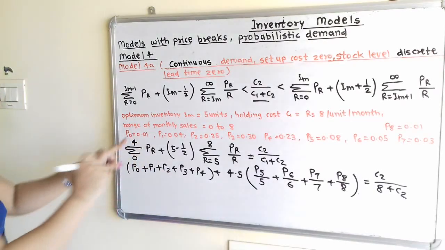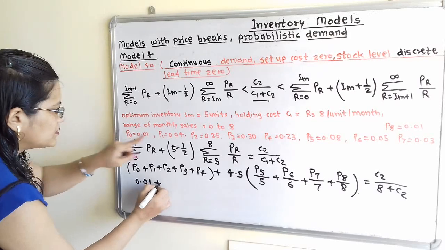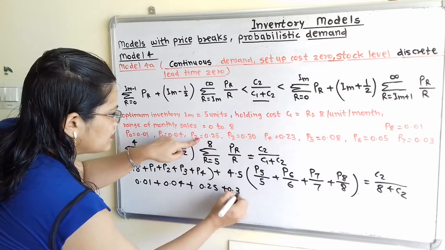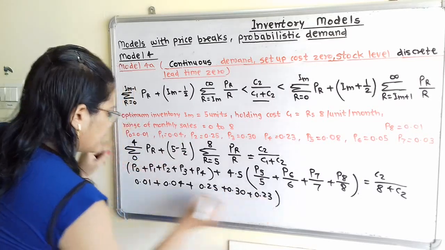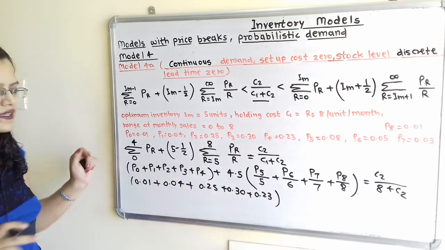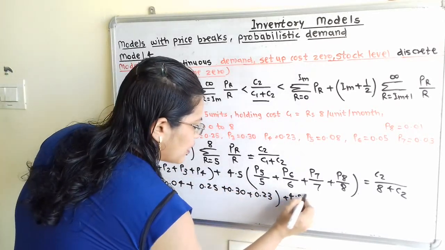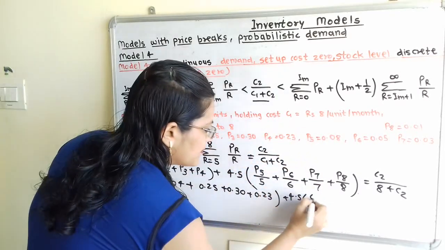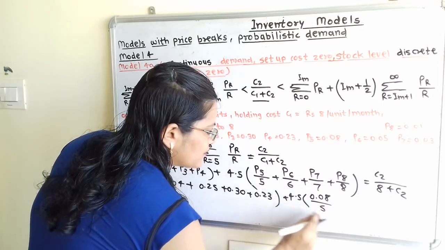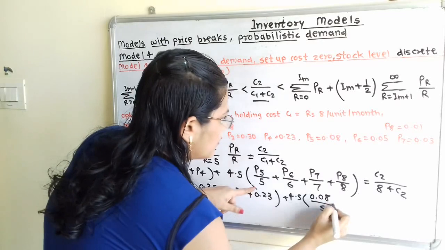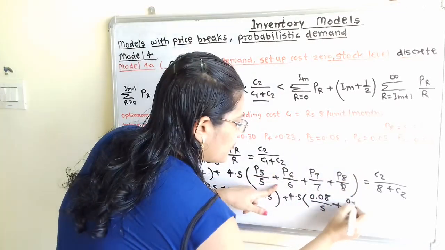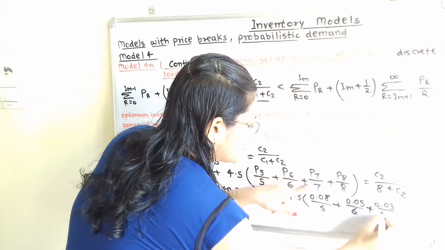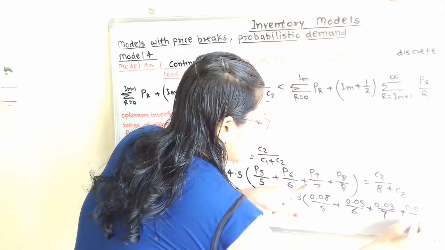So what is P0? It is 0.01 plus 0.04 plus 0.25 plus 0.30 plus 0.23. So we have to first solve this bracket, simply make the addition, plus now 4.5 is outside the bracket, so we have to solve this bracket. So P5 by 5, that is 0.08 by 5. So we have to first find this answer with the help of a calculator, plus P6 by 6, that is 0.05 by 6 plus 0.03 by 7 plus 0.01 by 8.